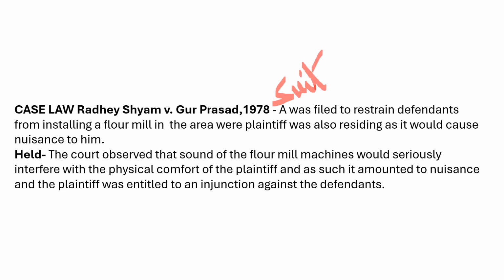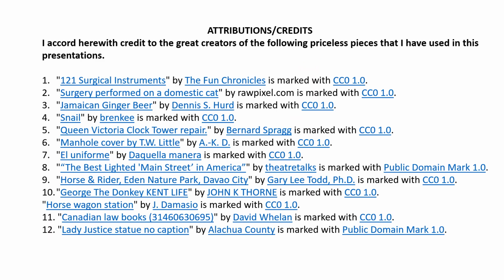Okay. A suit was filed. Suit means a plaint was filed. A suit was filed to restrain defendants from installing a flour mill in the area where the plaintiff was also residing, as it would cause nuisance to him. The court observed that the sound of the flour mill machines would seriously interfere with the physical comfort of the plaintiff, and as such it amounted to nuisance, and the plaintiff was entitled to an injunction against the defendants.